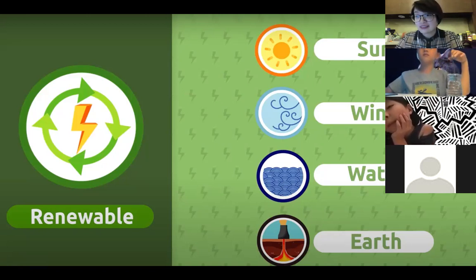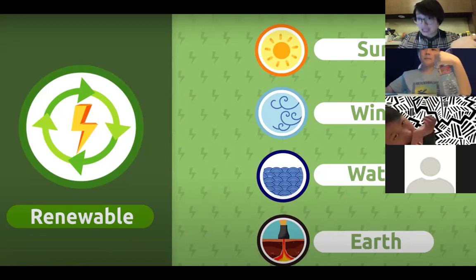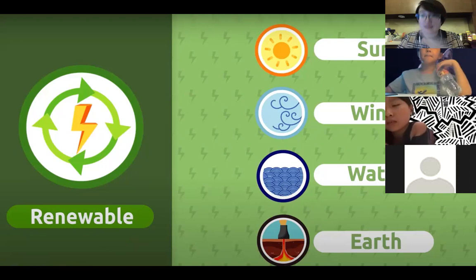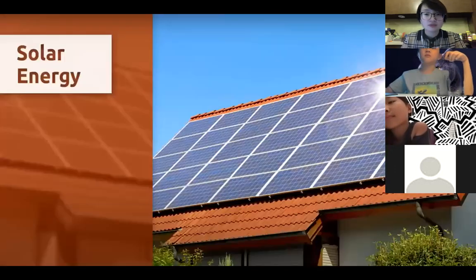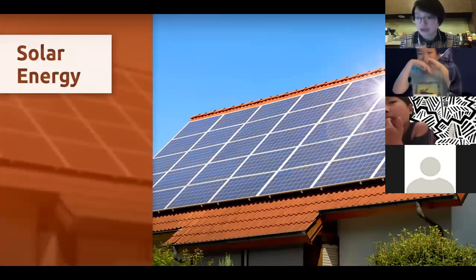Yep. Okay, good. So these four energies are present in nature and they can be naturally replenished. So they never ever run out. It's always there. So these are renewable energies. Okay. So let's go through them one by one. Solar energy. Yeah, solar energy. Okay. So I think the most typical example is the solar energy.